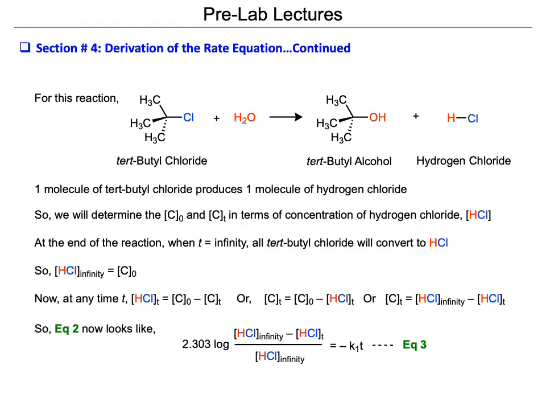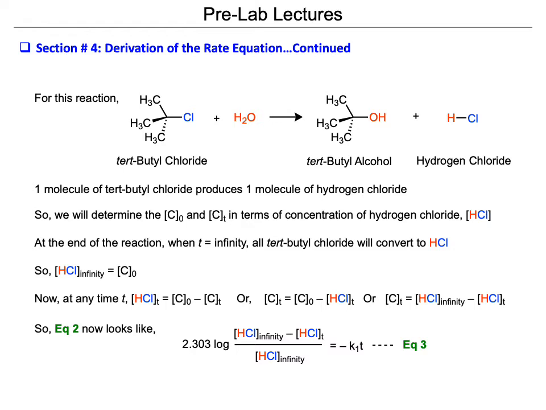To derive the rate equation, we know that 1 molecule of tert-butyl chloride produces 1 molecule of hydrogen chloride. So we will determine C0, the early concentration of tert-butyl chloride, and Ct, the momentary concentration of tert-butyl chloride, based on the concentration of hydrogen chloride. At the end of the reaction, when t is infinity, all the tert-butyl chloride will convert to HCl. So the concentration of HCl at infinity is equal to the early concentration of tert-butyl chloride, which means at t0, the concentration of tert-butyl chloride is equal to the concentration of HCl at infinity, at the end of the experiment.